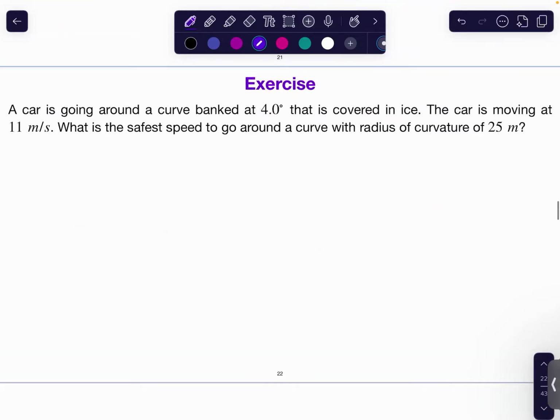Okay. So again, here we have a car going around a banked curve that has a bank of 4 degrees. It's covered in ice. The car is moving at 11 meters per second. What is the safest speed to go around the curve with a radius of curvature of 25 meters?